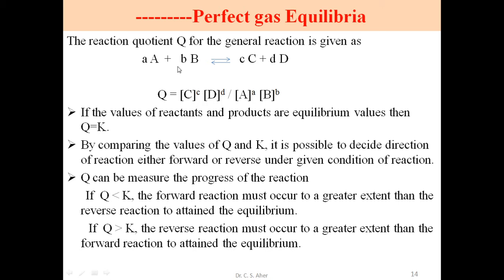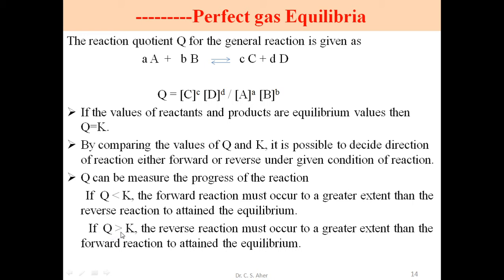At that time, the reaction must go in the forward direction, and thus when the rate of forward reaction is more than the rate of reverse reaction, the reaction attains equilibrium. So, as we have mentioned here, when Q is less than K, the forward reaction must occur to a greater extent than the reverse reaction to attain equilibrium.